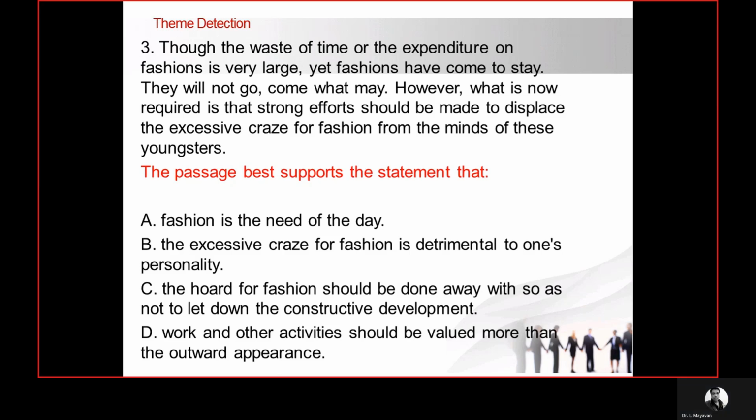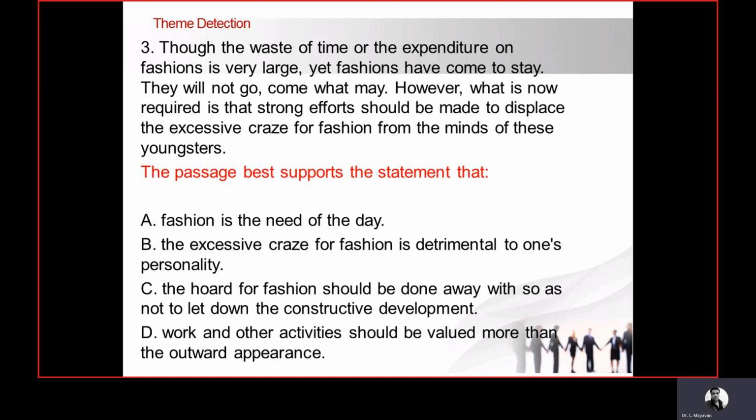Now let us read the passage. Though the waste of time and the expenditure on fashions is very large, yet fashions have come to stay. They will not go, come what may. However, what is now required is that a strong effort should be made to displace the excessive craze for fashion from the minds of these youngsters. It is all about fashion.